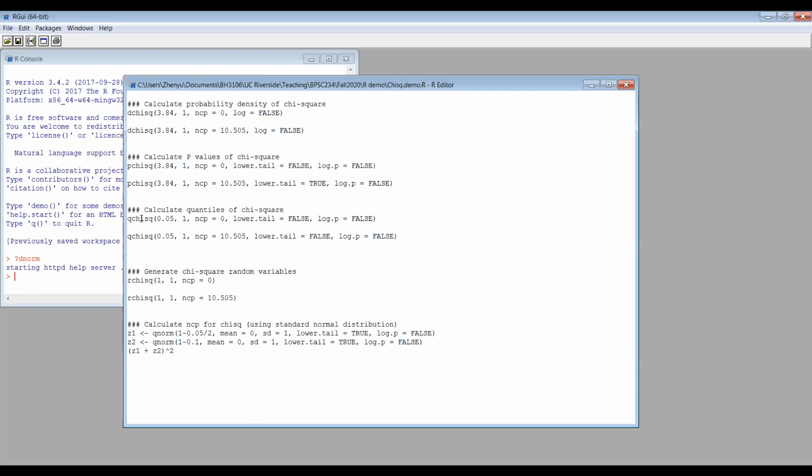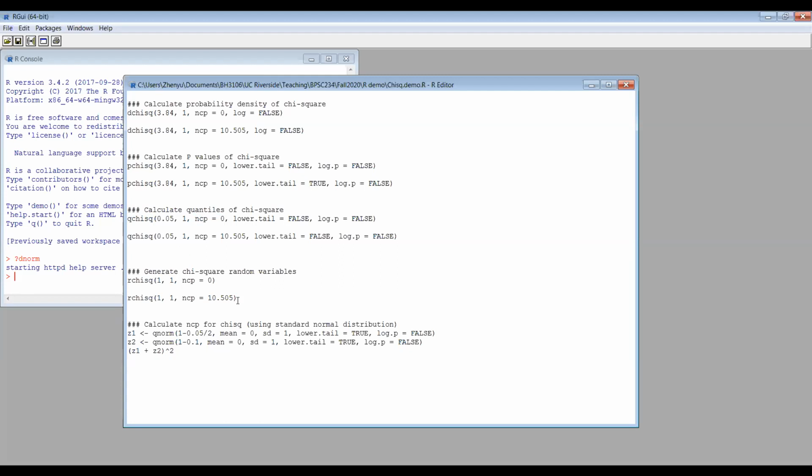Okay, now the q function means the quantile function. So based on the p-value, the degree of freedom, and also the non-centrality parameter, you can calculate the chi-square statistic, the value for that area, right? So this is one thing we can do.